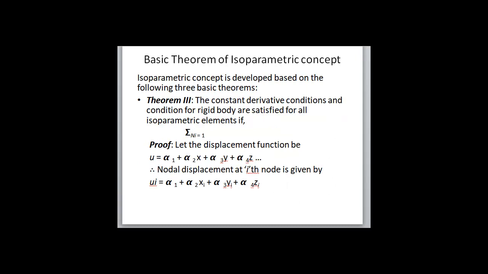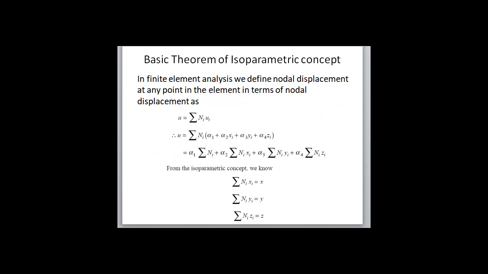Theorem 3 states that the constant derivative conditions and the conditions for a rigid body are satisfied for all isoparametric elements if the algebraic sum of Ni is equal to 1. We can see the proof by taking the displacement function u equal to alpha 1 to alpha 4, and the nodal displacement at the ith node is given as ui equal to alpha 1 plus alpha 2 into xi up to alpha 4 into zi. In finite element analysis, we define displacement at any point in the element in terms of nodal displacements as u equal to the sum of Ni into ui.